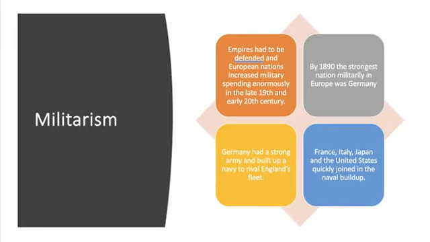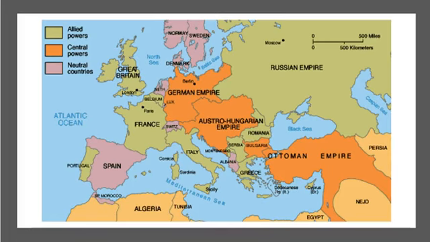So the first one we have up here, the Triple Entente, later known as the Allies, will consist of France, Britain, and Russia. And the Triple Alliance, later referred to as the Central Powers, will consist of Germany, Austria-Hungary, and Italy. So with that, I have a picture up here to sort of show you what it looks like. And on this map, we can see these allied powers here, and we can see the central powers working through here.